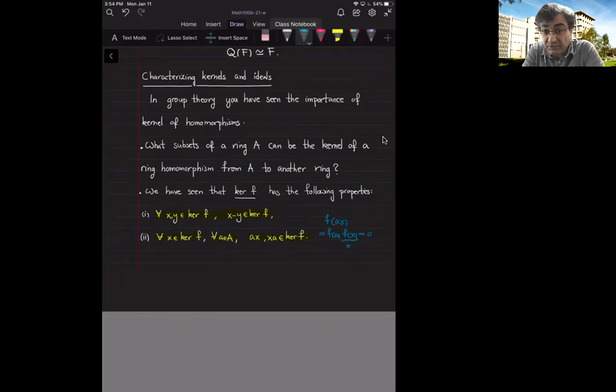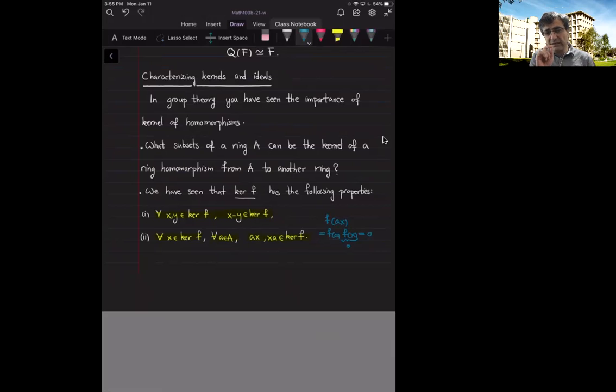What are the main properties of kernels? We've already seen that if I give you a ring homomorphism, then the kernel of f is, first of all, a subgroup, and therefore it's closed under taking differences. If x and y belong to the kernel, x minus y also belongs to the kernel. And more importantly, if x is inside the kernel, then I can multiply it with any other element of the ring, and I'm still inside the kernel. So ax and xa, both of them, doesn't matter from what direction, are inside the kernel.